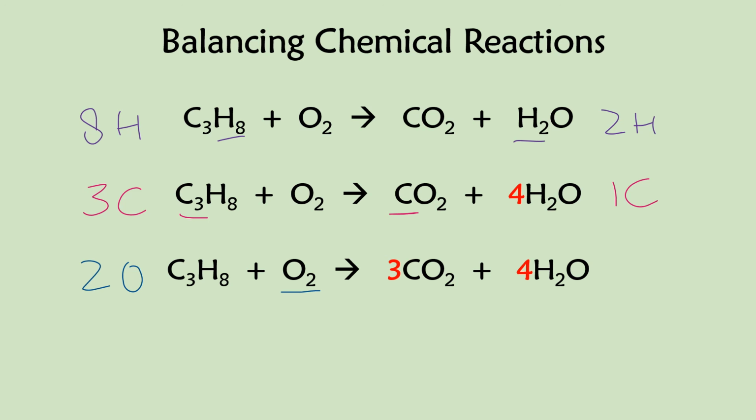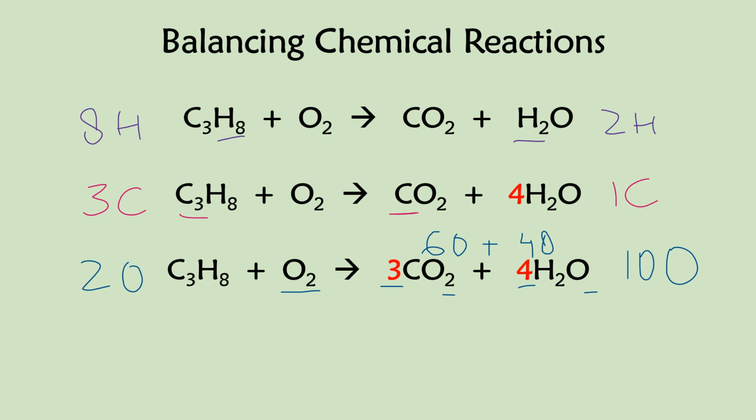So let's look at CO2 first. The coefficient is 3 and the subscript with oxygen is 2. So 3 times 2, we have 6 oxygens here. Plus, now we gotta add the oxygens in H2O. The coefficient is 4. The subscript is just 1. So 4 times 1, we have 4 oxygens there. So now 6 plus 4, in total, on the product side, we have 10 oxygens.